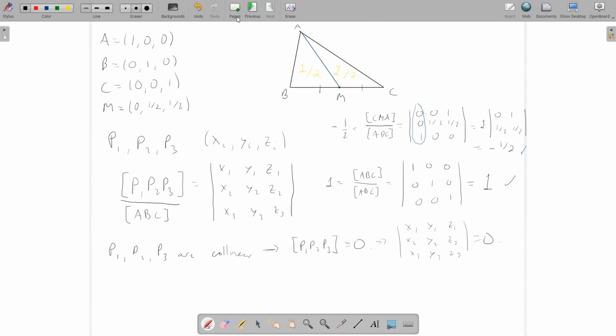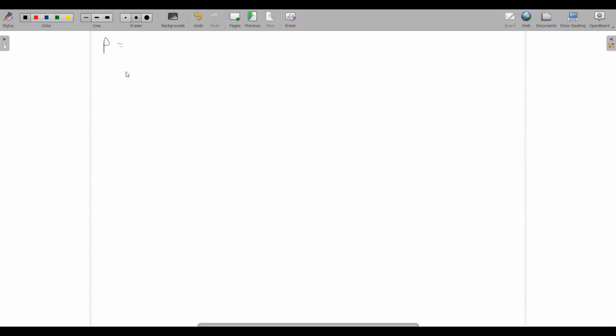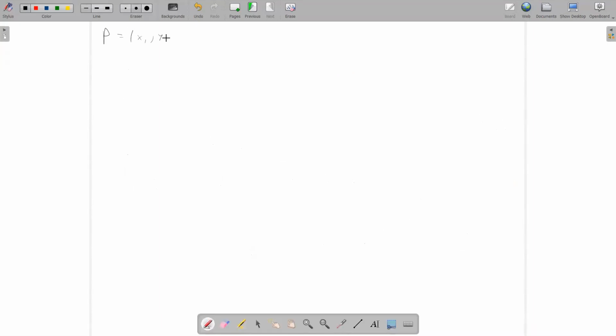We can use this to derive the equation of a line. We do it as follows. Suppose you have point P with barycentric coordinates x1, y1, z1, and you have point Q with barycentric coordinates x2, y2, z2. And you want to find the equation of line PQ.